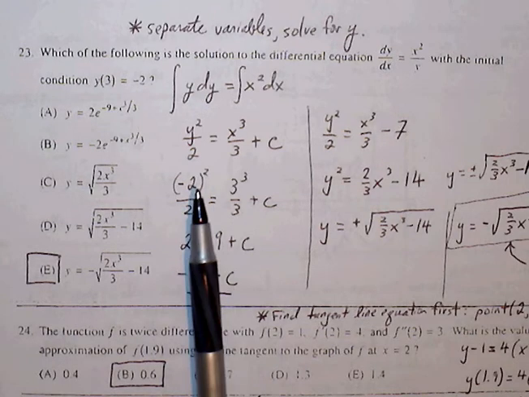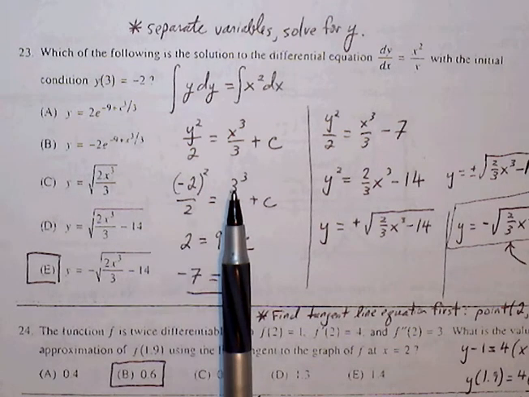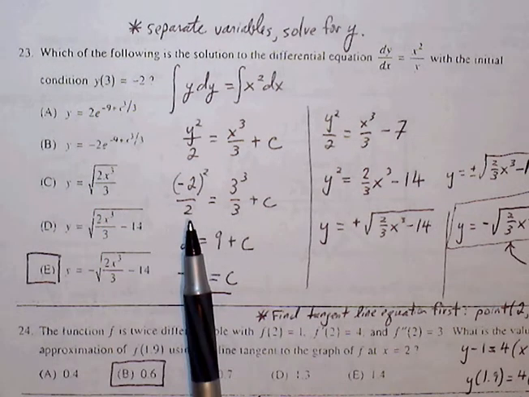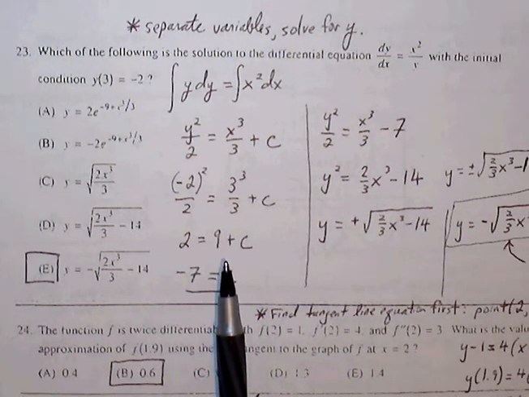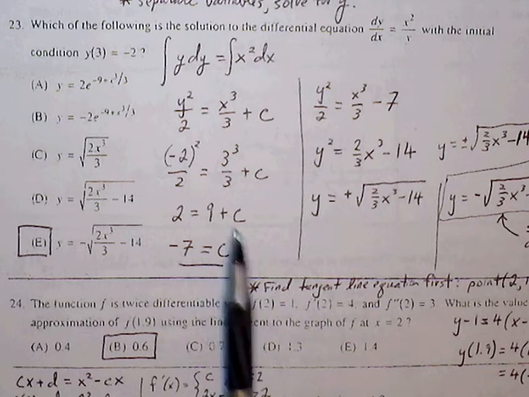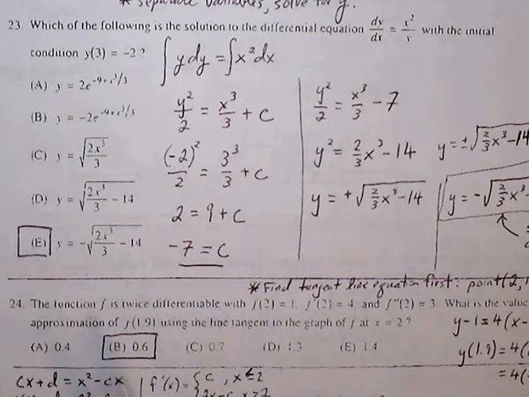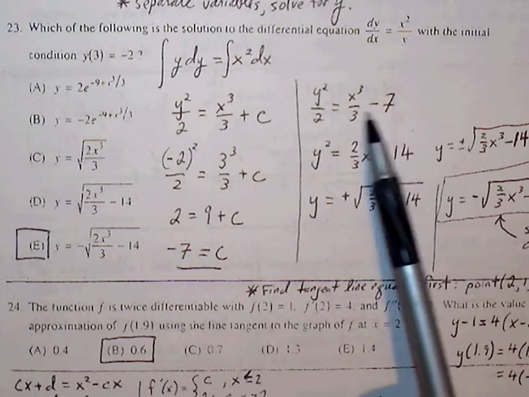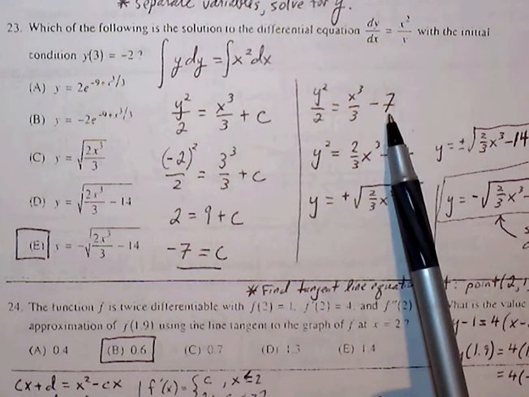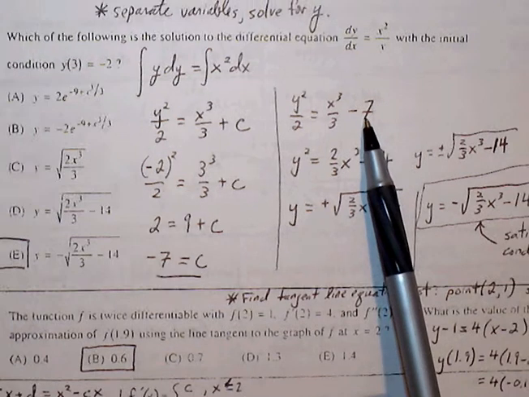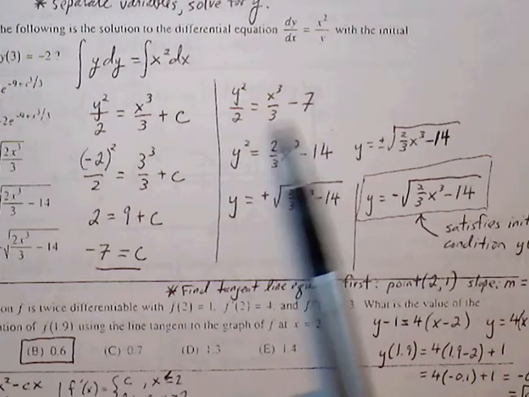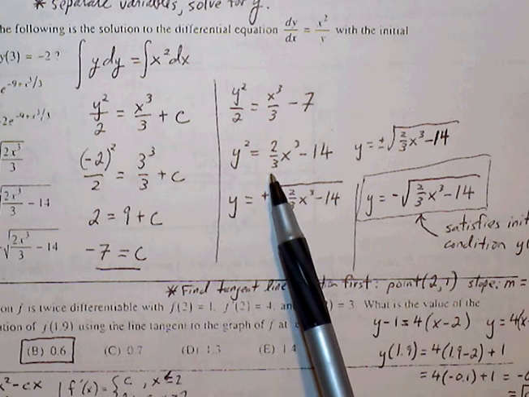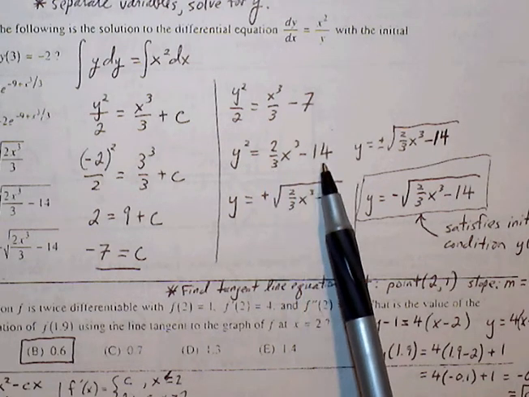So I'm going to replace negative 2 in for y, plug in 3 in for x, and then we can simplify. So this reduces to be 2. We get 2 equals 9 plus c, so c is equal to negative 7. I plug negative 7 into my working equation, and then I can take steps to solve for y. So multiply everything through by 2. So y squared is equal to 2/3 x cubed minus 14.